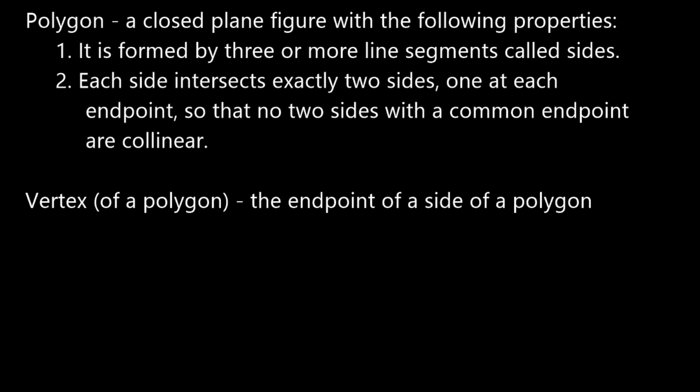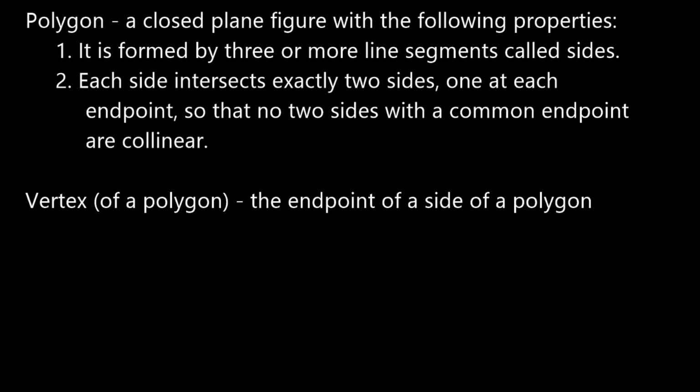And these next two things is kind of a loaded definition. There's a lot to it, but we're going to break it down item by item and see exactly why all this is necessary. So number one is formed by three or more line segments called sides. And number two, each side intersects exactly two sides, one at each endpoint, so that no two sides with a common endpoint are collinear. So let us start from the beginning.